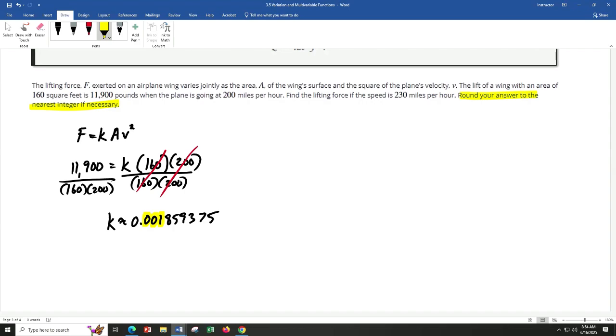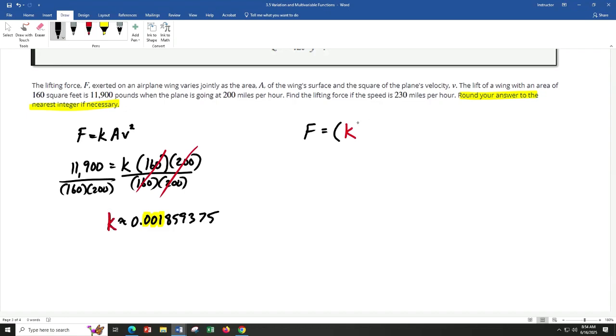So let's come in here very quickly and say, okay, find the lifting force if you're going 230 miles an hour. Notice they didn't change the plane, so you still have the same area. That's why they're still using the 160. So what's the lifting force? F is equal to my K value, all of that. I'm going to write this as a red K right here.